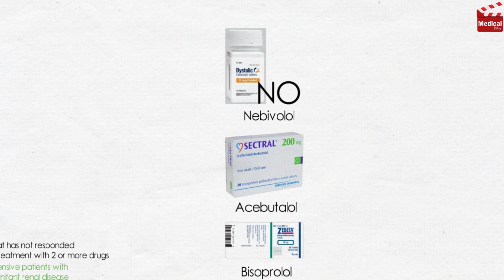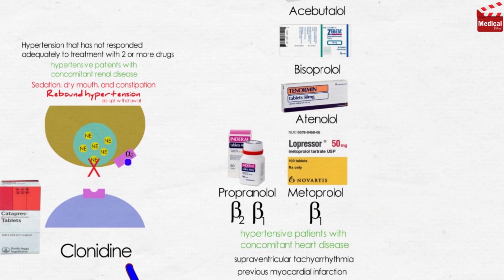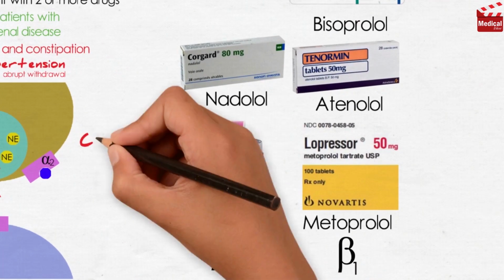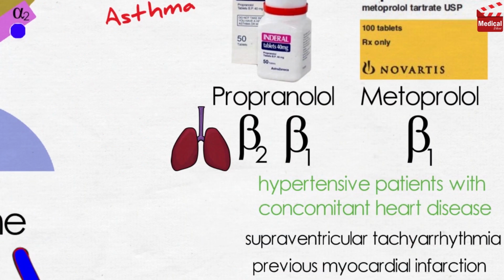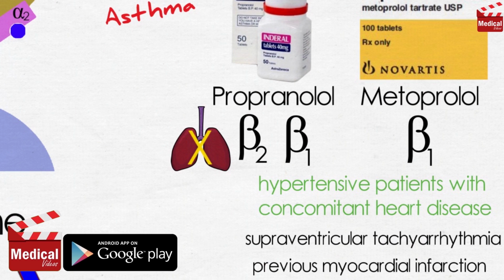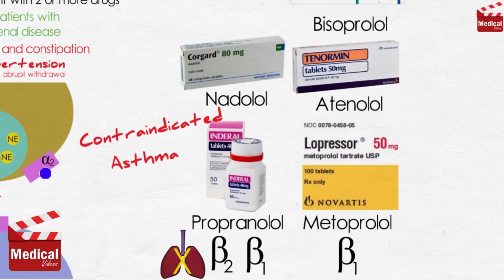Let's discuss their actions and contraindications in brief, and for more information you can watch the beta blockers lecture in the ANS chapter. The non-selective beta blockers, such as propranolol and nadolol, are contraindicated in hypertensive patients with asthma, due to their blockade of beta-2 receptors in the lungs, causing bronchoconstriction. And the selective beta blockers may be administered cautiously to patients with asthma.